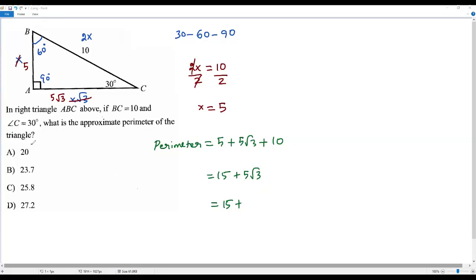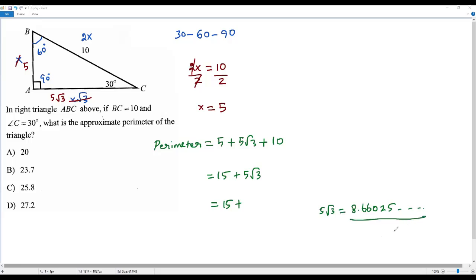But when I look at the answer choices over here, particularly options B, C, and D, there is only one digit to the right of the decimal point. When I multiply the value of square root of 3 by 5, I'm getting 8.66025, and it keeps going. So actually this is the value of 5 times square root of 3.